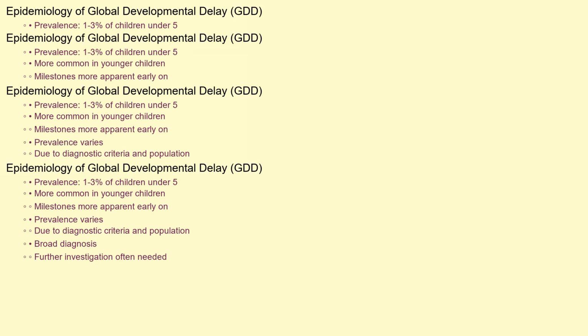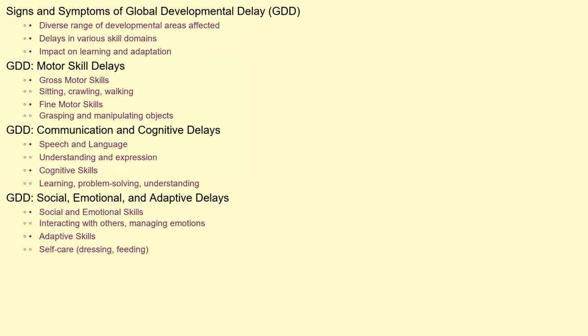Regarding epidemiology, GDD affects approximately 3% of children under the age of 5. It's more commonly diagnosed in younger children, as developmental milestones become more apparent during these early years. Because GDD is a descriptive term, the prevalence can vary depending on the diagnostic criteria used and the population studied. It's important to note that this is a broad diagnosis, and further investigation is often needed to identify any underlying specific conditions.